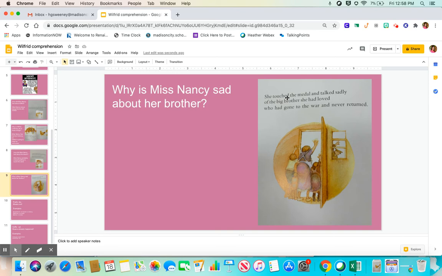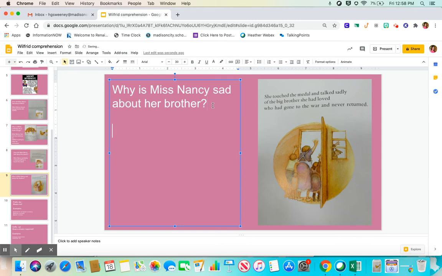Okay? Why is Miss Nancy sad about her brother? The text says she touched the metal and talked sadly of the big brother she had loved, who had gone to the war and never returned. So, the picture shows them all waving, and it looks like he's leaving. So why is Miss Nancy sad about her brother? Miss Nancy is sad because she lost her brother in war. Okay? Because it says that he went to war and he never returned. So she's sad because she's lost him. Okay? So you can check your work and see how you did when you're looking at this answer.